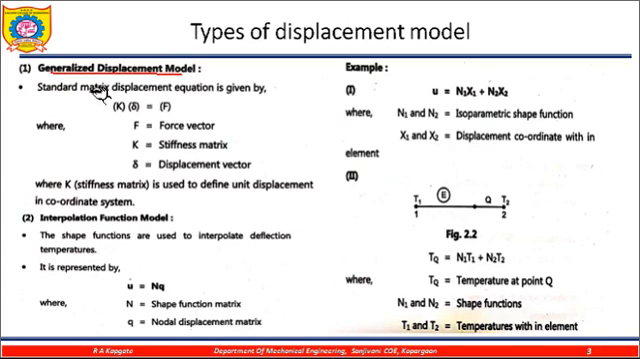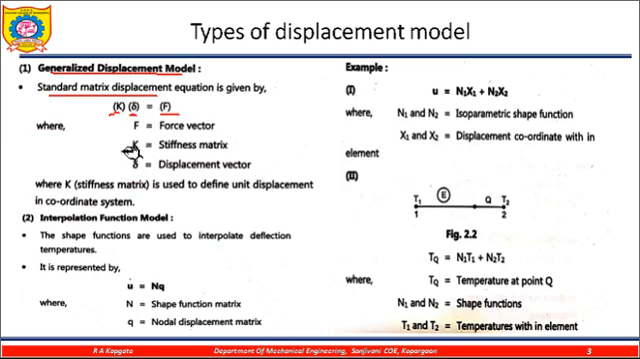This is a very simple model. In chapters 1, 2, and probably 3 also, we use this generalized displacement model to solve all types of problems in 1D and 2D. The generalized standard equation is the stiffness matrix multiplied by delta, the displacement matrix, equal to the force matrix: K delta = F. This is the very simple form of the matrix displacement equation. F is the force vector, K is the stiffness matrix, and delta is the displacement vector.